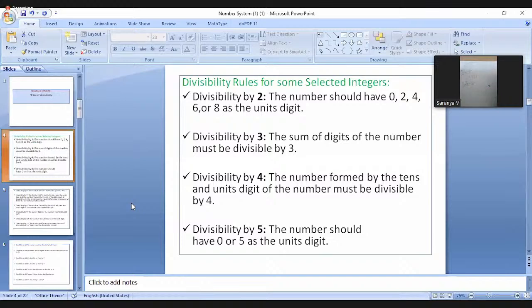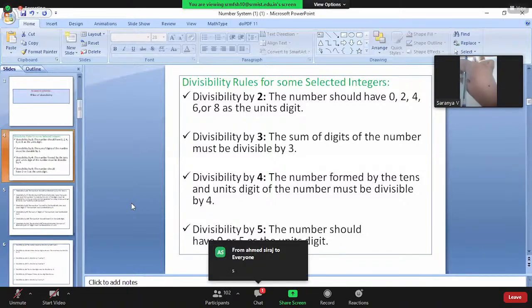We are now moving on to rule 6. For rule 6, the number should satisfy the conditions of 2 and 3. For example, 18. The number 18 is divisible by 2 and also divisible by 3. So it will be divisible by 6. Got it? I'll write one more number.